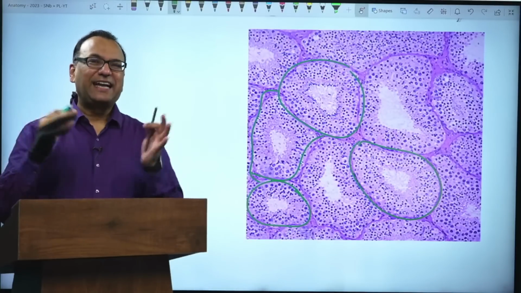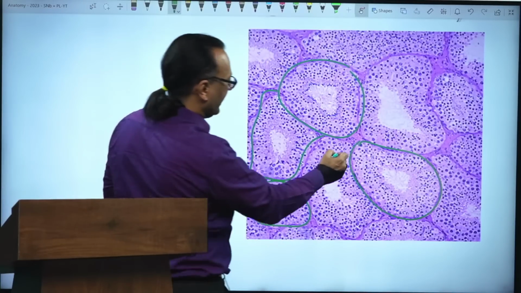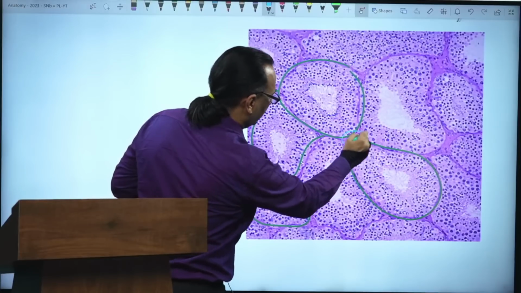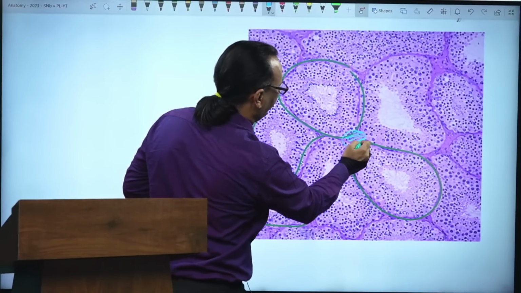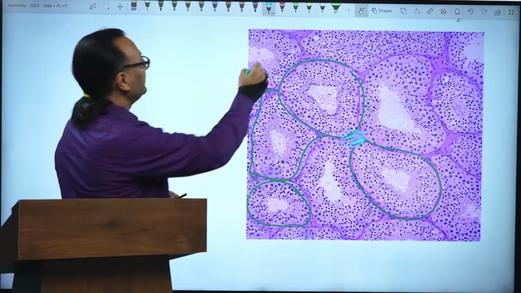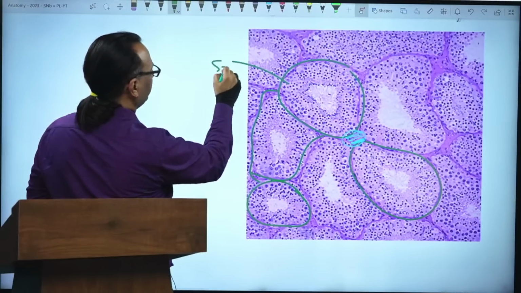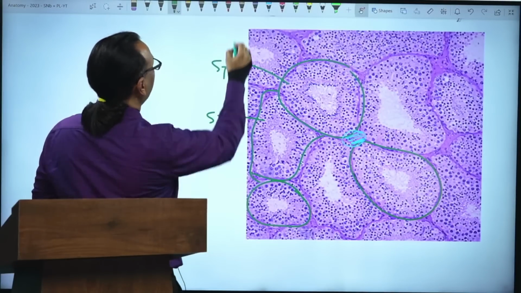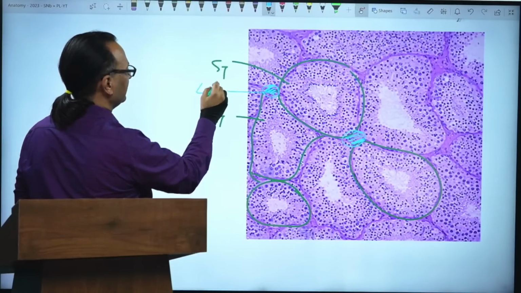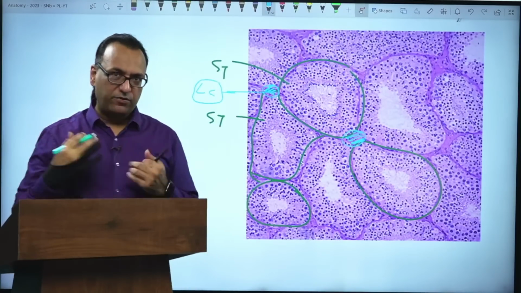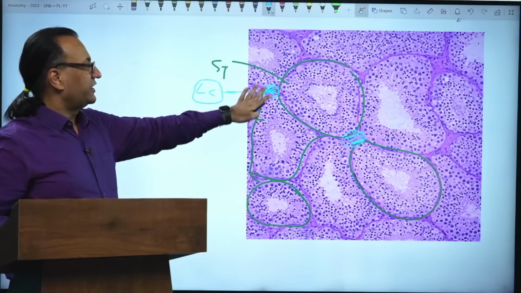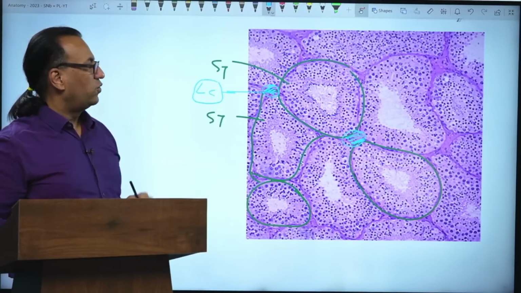there are some interstitial cells of Leydig. So here, let me change the color. These are the interstitial cells of Leydig, between these seminiferous tubules. This is one seminiferous tubule, and the other seminiferous tubule, and interspersed among them are the Leydig cells. Leydig cells, the interstitial cells of Leydig, will be giving you hormones like testosterone.